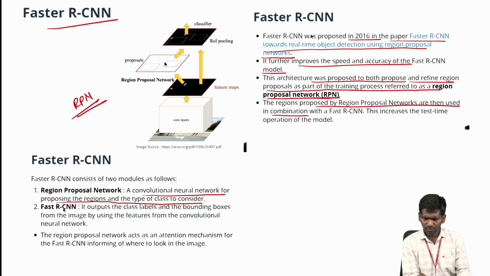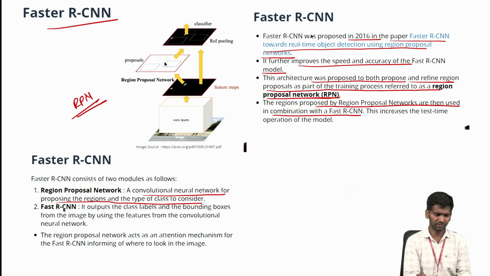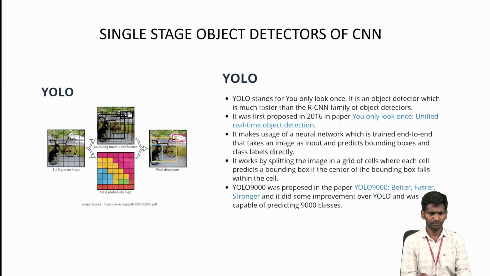It is used in combination with Fast R-CNN. So this RPN concept is added to Faster R-CNN. That is the only difference, if you ask me. Everything else will be similar. We have the classifier, ROI pooling, feature maps, and convolution layers, which is similar to Fast R-CNN. That's all about the two-stage detectors.